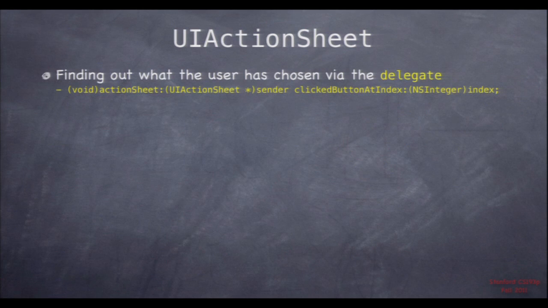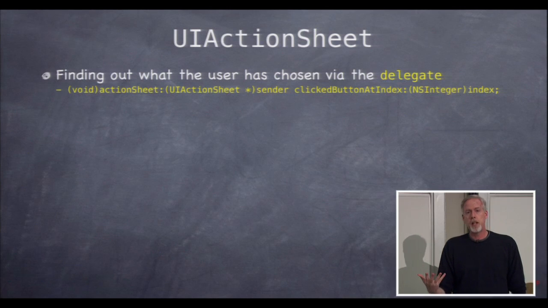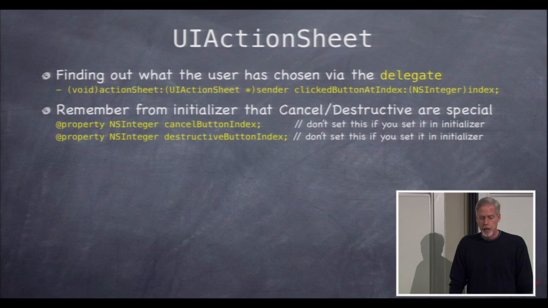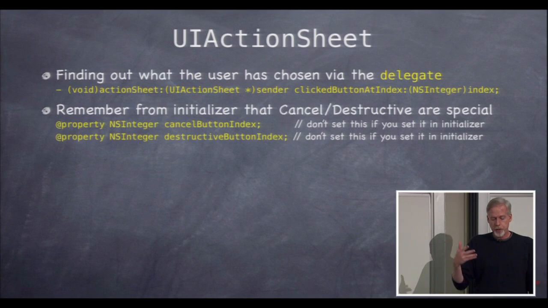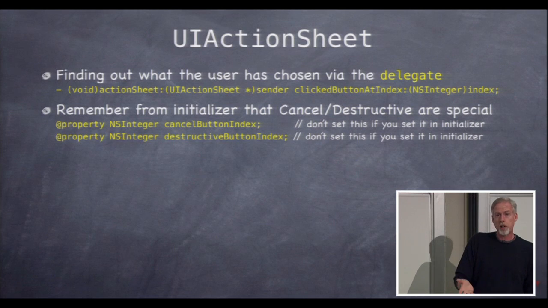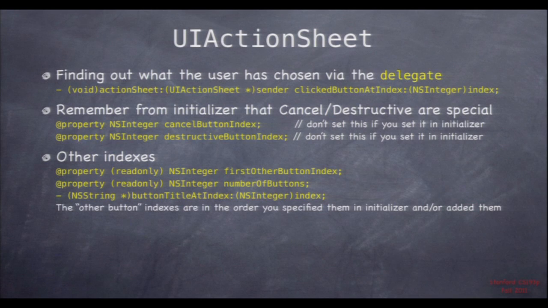So the thing slides up, the user clicks some buttons, and you find out what they chose via the delegate. It has this method, action sheet clicked button at index, and the index you can compare against some properties that are in the action sheet, like the cancel button index or the destructive button index, or you can get the title of a button at an index and compare that to the titles you gave it in init, which is a common thing to do as well.